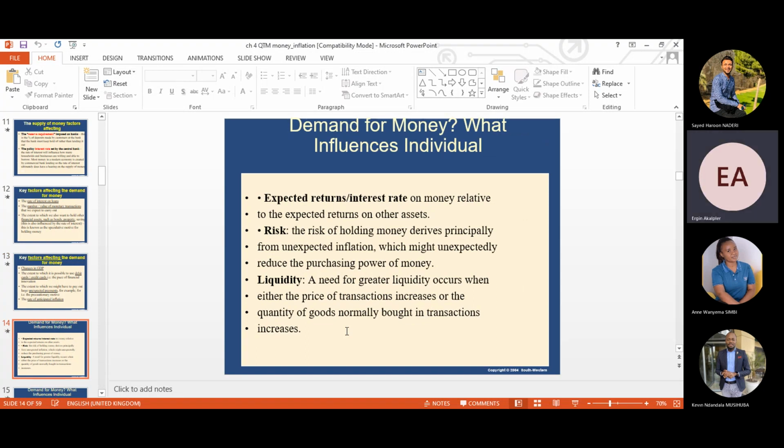What is influencing the individual's expected returns or interest in the demand for money? As you know, everybody is very much affected by the interest rate. If it is high, everybody wants to save money relative to the expected returns on other assets. If this goes up, then it is good. Everybody wants to save, which is good for the economy, because then they will have some capital for investing. The risk factor is also very important. If there is a risky business, you're scared to do something. But there is always some risk. You cannot remove the risk.